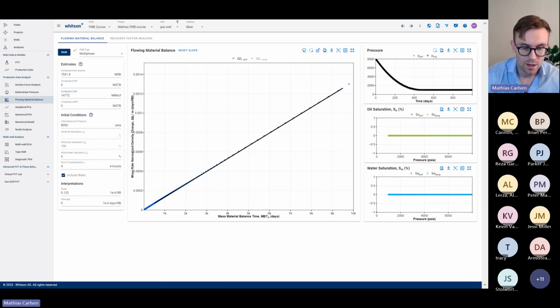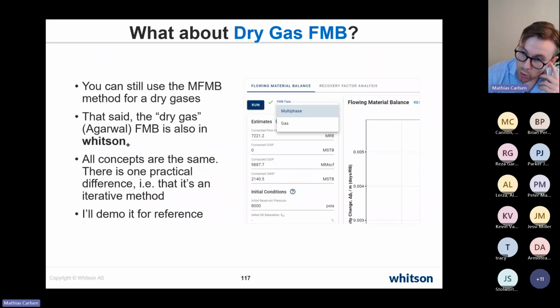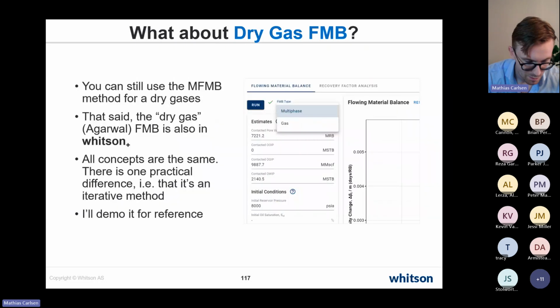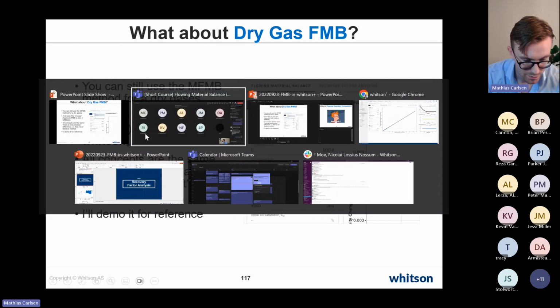So that's just something I wanted to emphasize, that you can use both methods. The constants are the same. The slope up and to the right, the inverse of that is your pore volume. And you have to be in boundary dominated flow in both of them. And if anybody on this planet is telling you that you don't have to be in boundary dominated flow to use a flow material balance, send them to me, because I'm going to have a chat with them. And I see the Whitson plus icon here was... yeah, anyways.